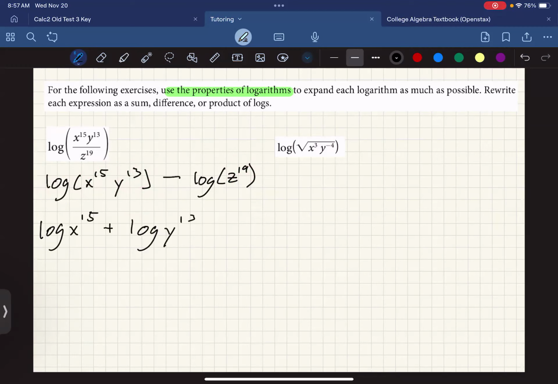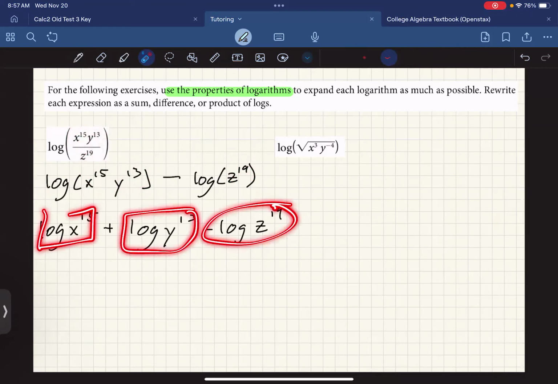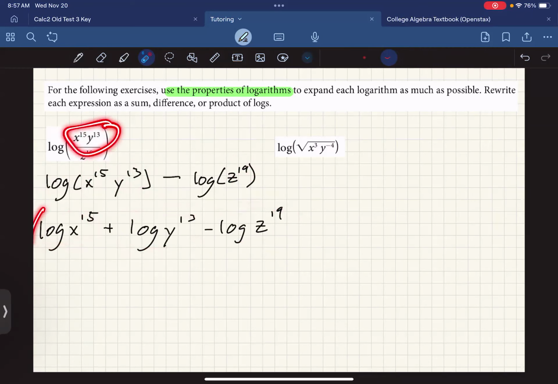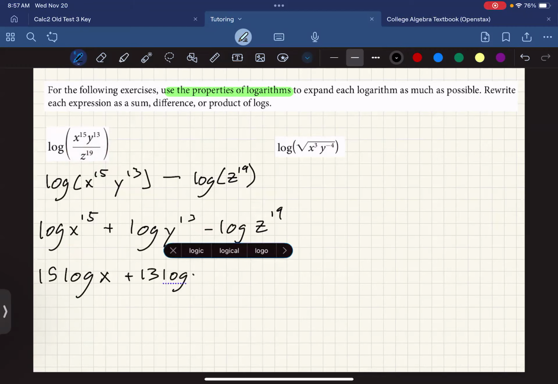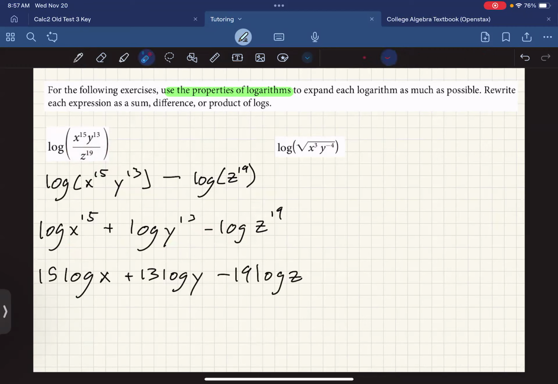Then we need to deal with all of those exponents. Power property. We have three different factors to work with. Now we have three different logarithms separated here. The two that were in the numerator are both positive. The one that was in the denominator is negative. The last thing to do is use the power property. You can bring those exponents to the coefficient of the logarithm. At this point, we would have fully expanded the logarithm into three terms.